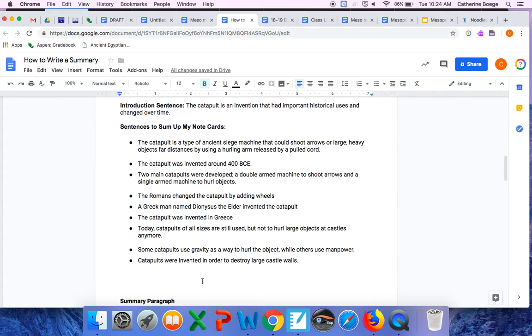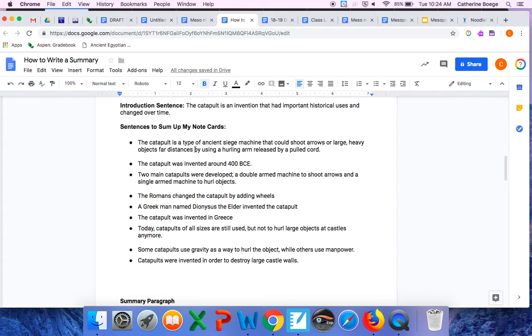Now, as I look at my sentences, I notice that some of these sentences should probably be grouped together. For example, this sentence here talks about when the catapult was invented. This one here talks about where, and this one here talks about who invented it. I think that all of those facts belong together in my summary.